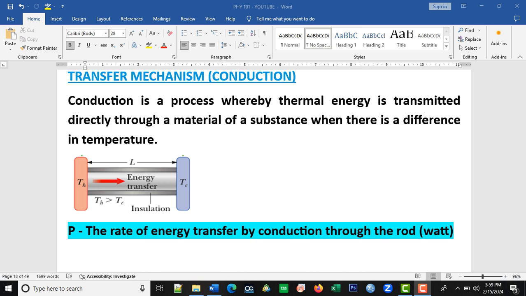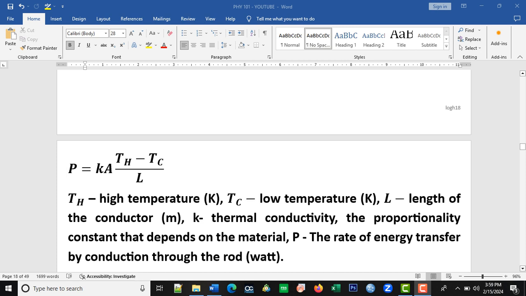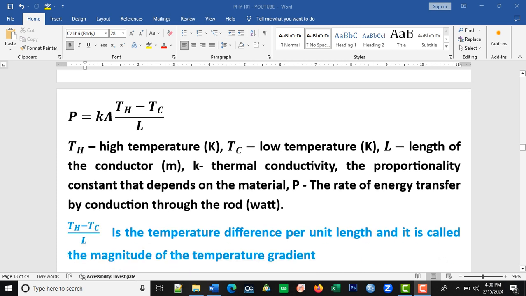So with this, we can come up with an expression for the rate of energy transfer by the conductor. If we are to estimate the rate of energy transfer by the conductor, we use the expression P equals K A (TH minus TC) all over L. Okay, so the P here represents the rate of energy transfer by the conductor or by the rod in consideration, and then K represents the thermal conductivity of the material used, then A is the area of the material, TH is the value of the high temperature, TC the value of the low temperature, and L represents the length of the material.